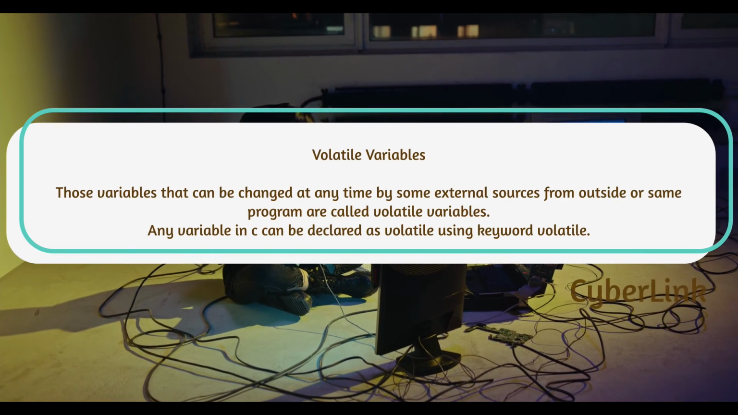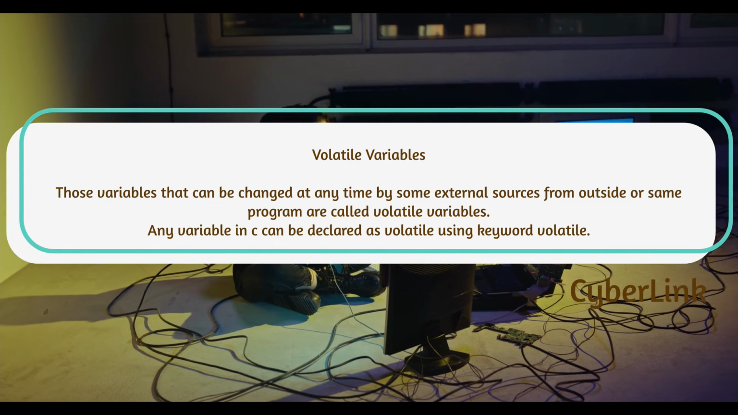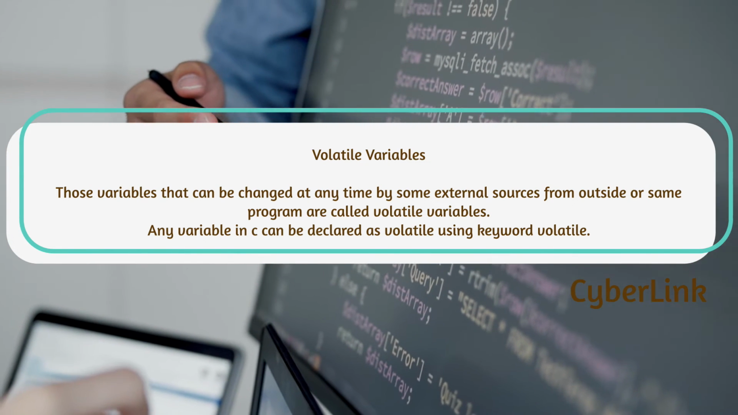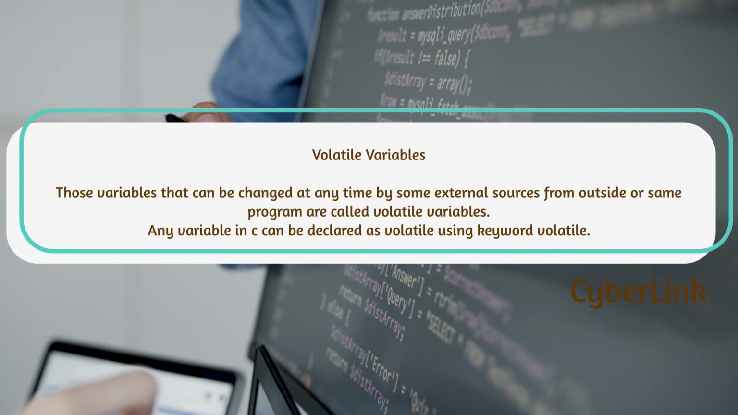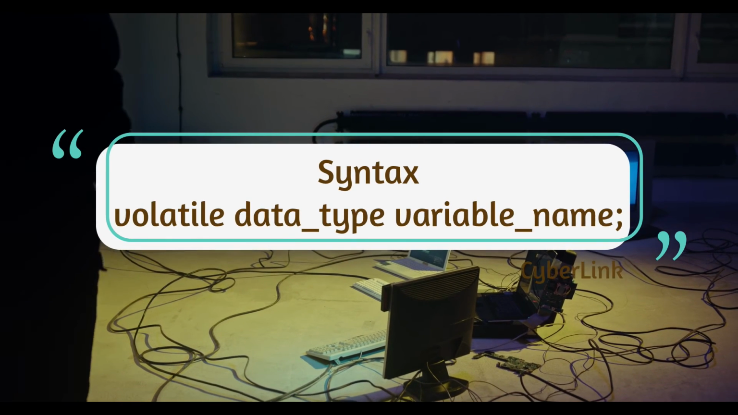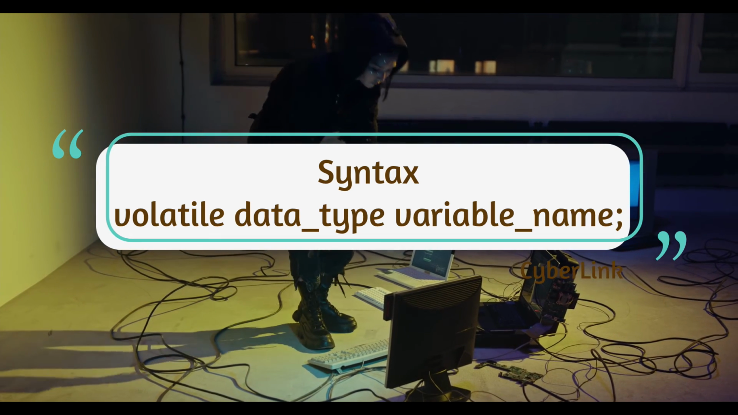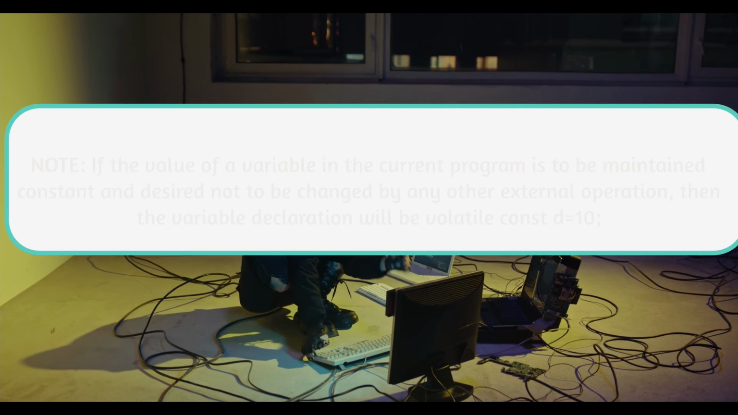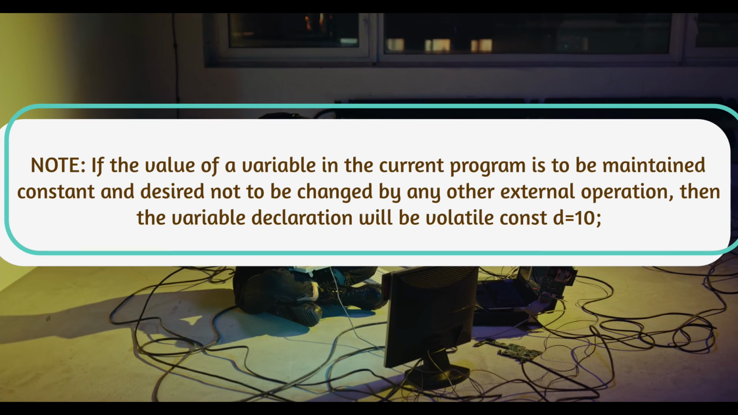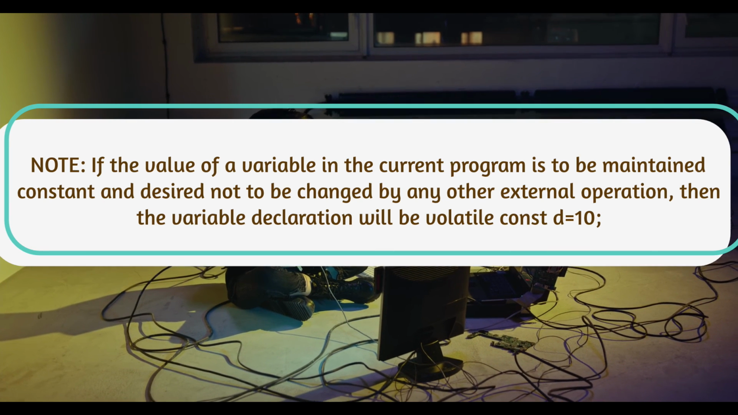Volatile variables. Those variables that can be changed at any time by some external sources from outside or the same program are called volatile variables. Any variable in C can be declared as volatile using the keyword volatile. Syntax: volatile data type variable name. Note: if the value of a variable in the current program is to be maintained constant and desired not to be changed by any other external operation, then the variable declaration will be volatile const d = 10.